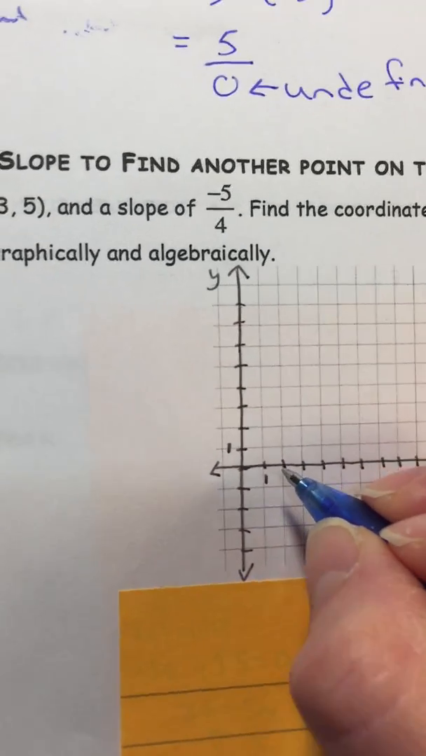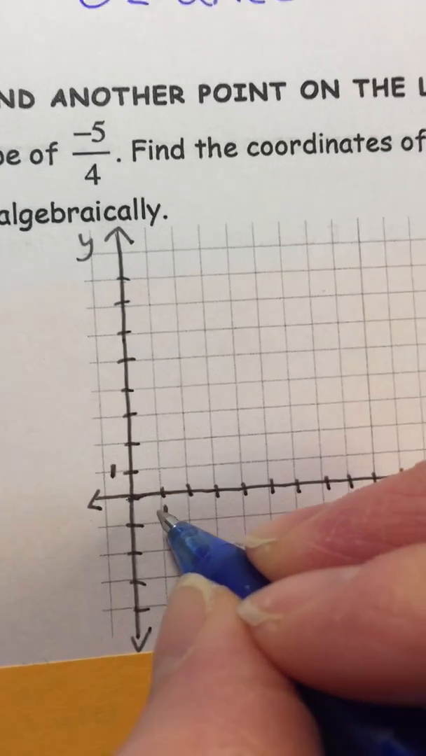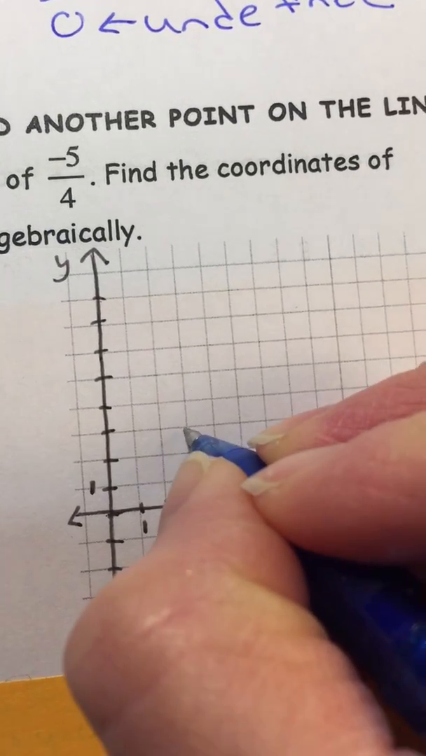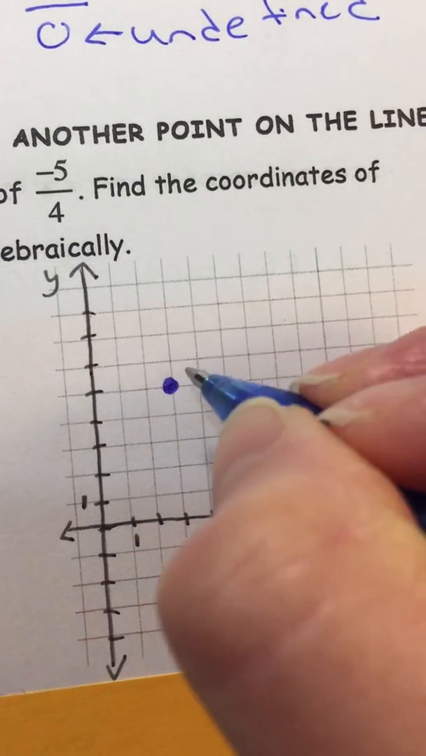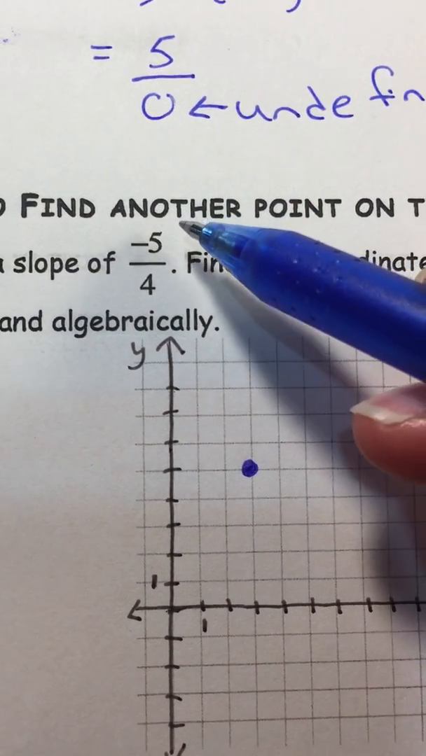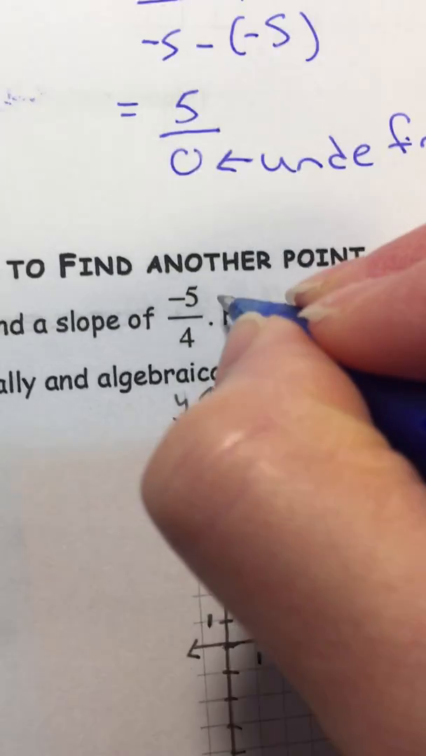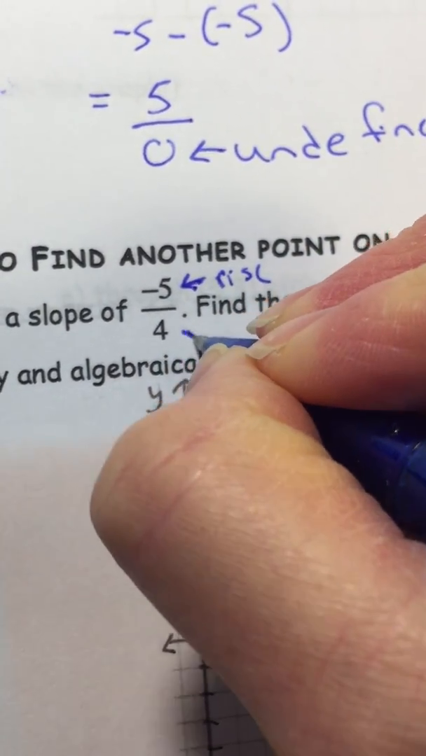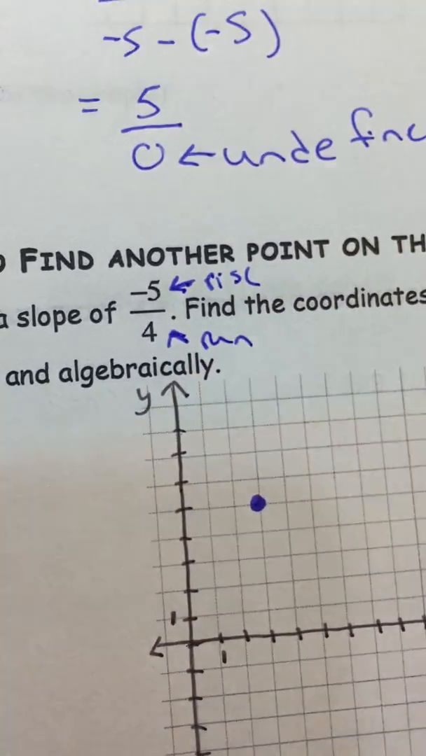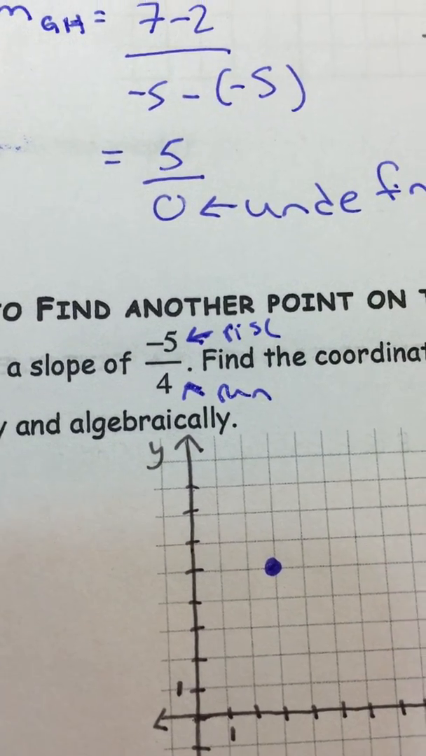So I've already drawn a grid on here. 1, 2, 3, 1, 2, 3, 4, 5. Okay, so there's my point A. And I have to have a slope of -5 over 4. Well, I know that that is a rise. And I know that is a run. Rise over run. That's what slope is.